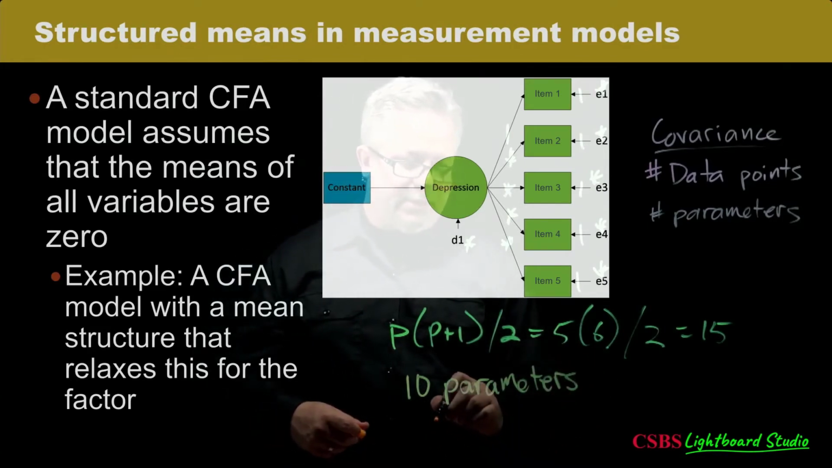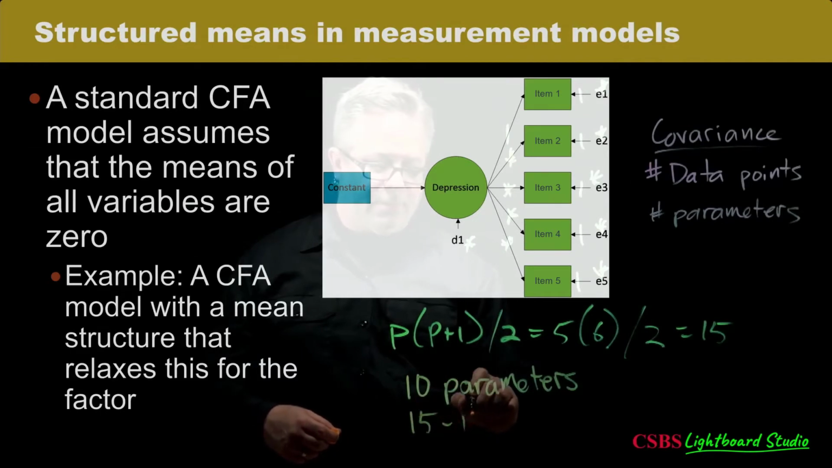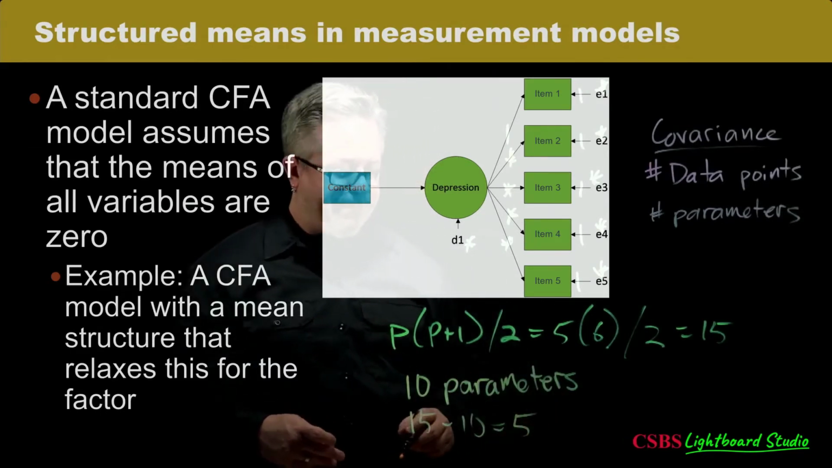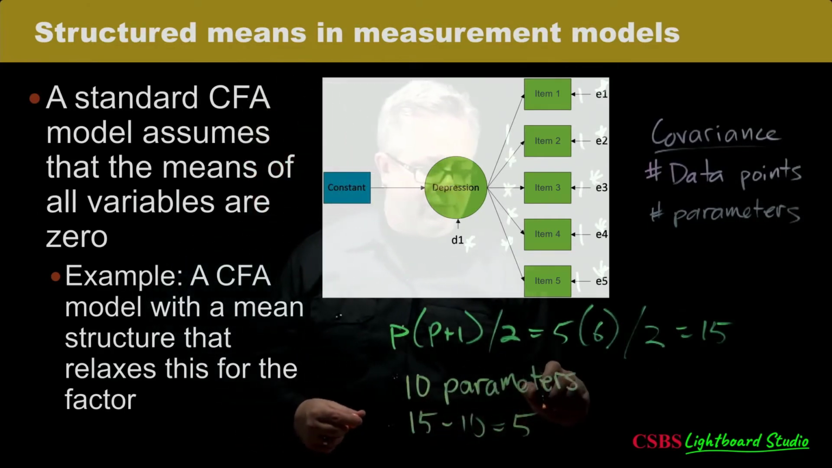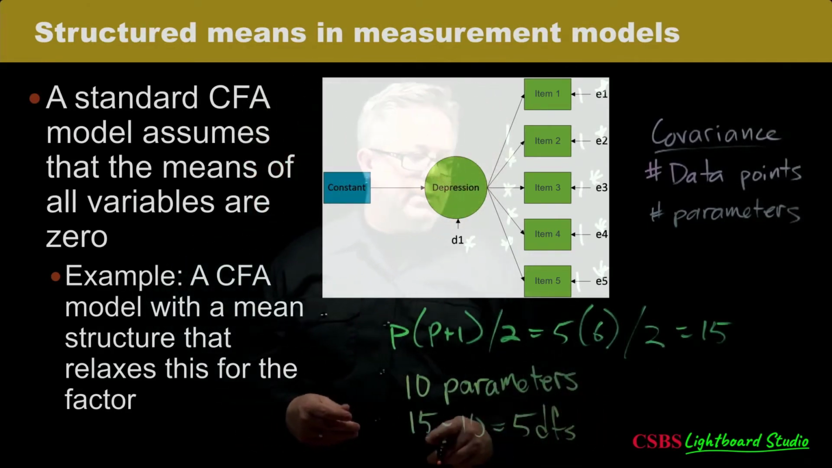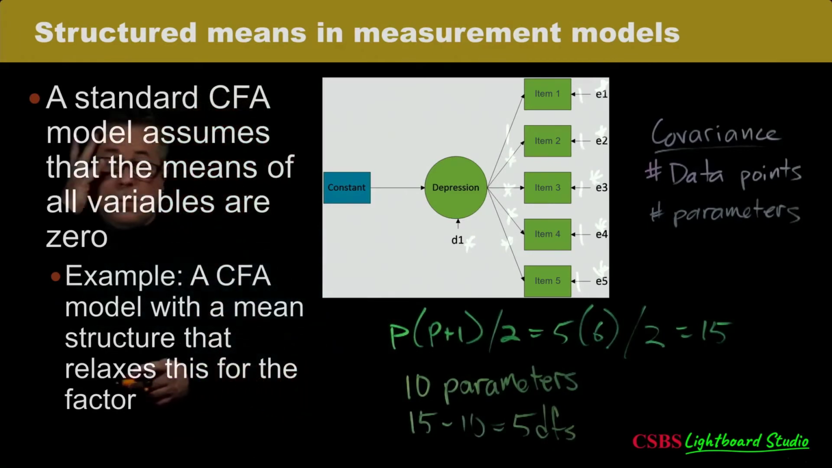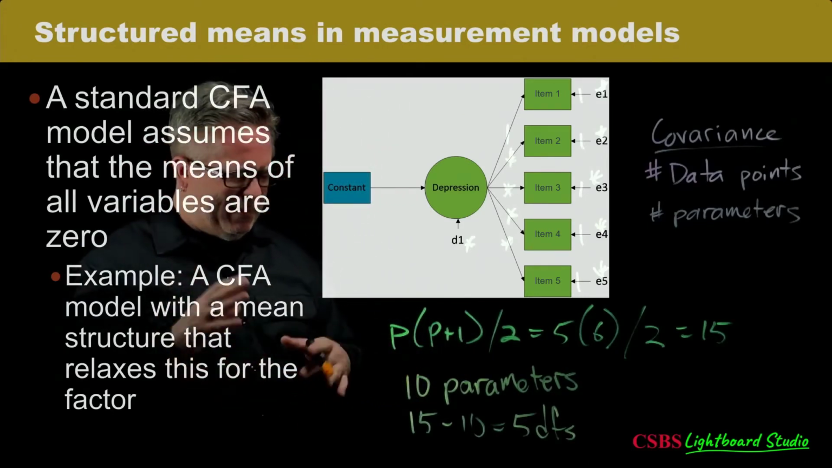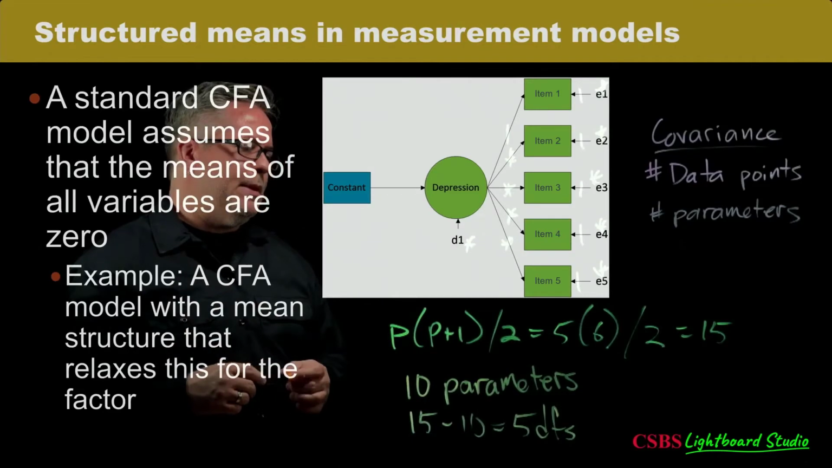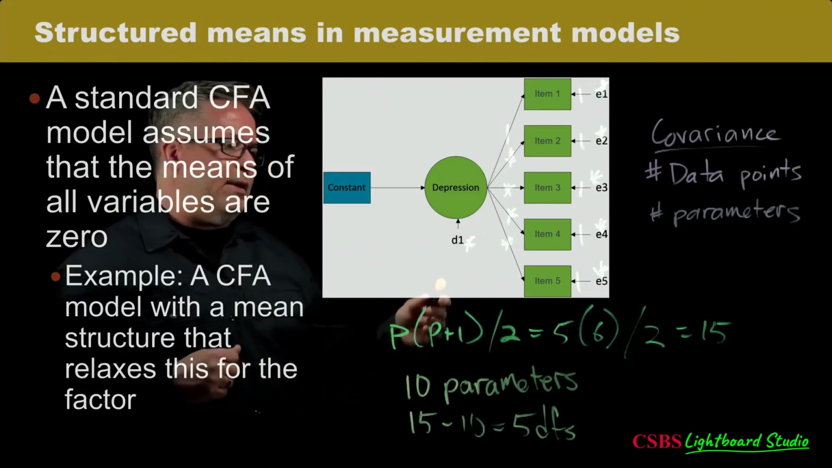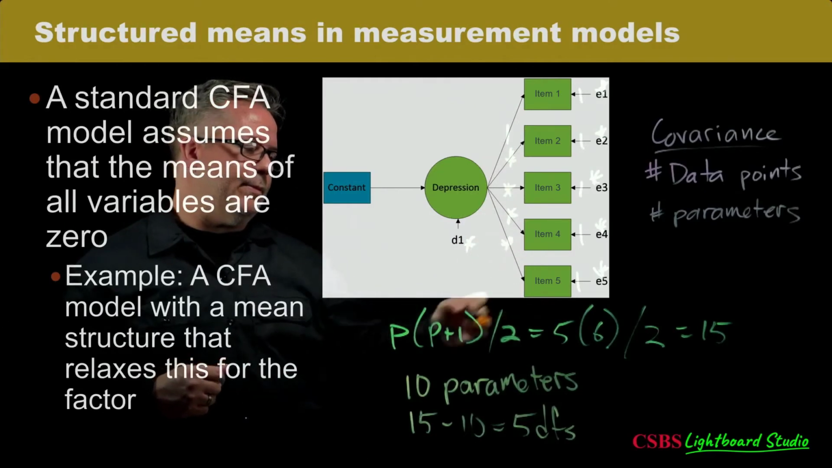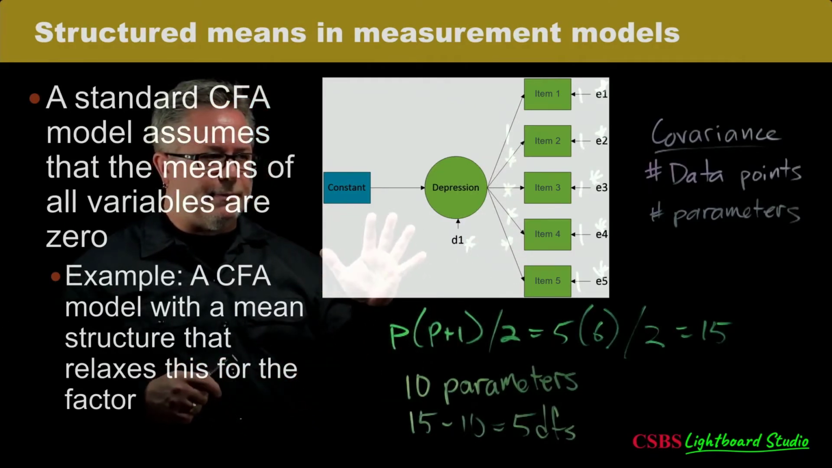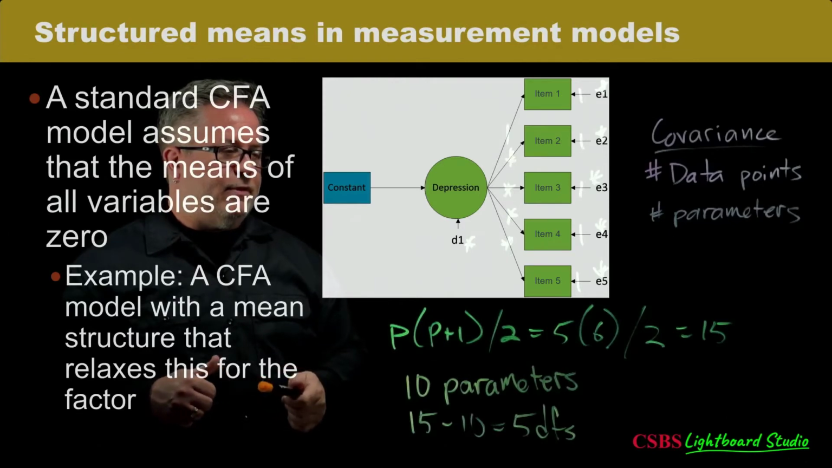All right, so that's 15 minus 10. There are 5 degrees of freedom. Right. Pretty straightforward. But what about the mean part? What is my number of data points for the mean structure? So for that, again, forget about that P times P plus 3 weird thing that was over there a second ago. If you think about it, I have 5 items, that means there are 5 means. That's it, 5 means.